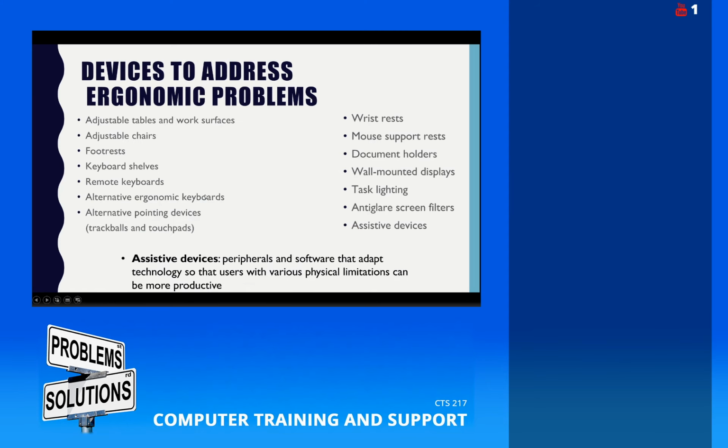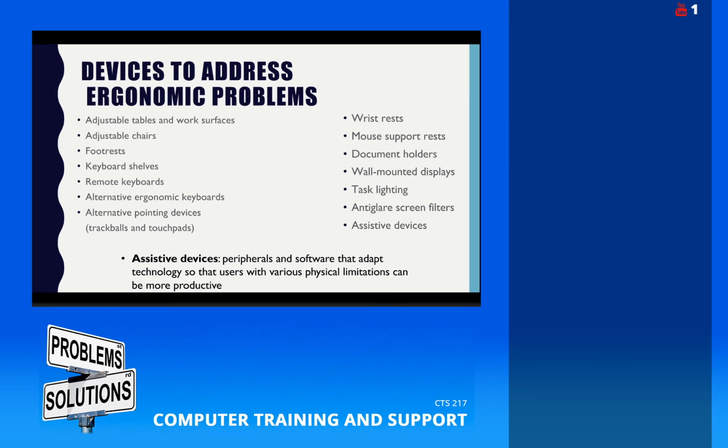We do have some devices that can address ergonomic problems. I'm not really going to cover this. I'm just going to leave this on screen for a second while I talk about some other things, and you can read this. As ergonomic problems arise, we want to make sure that we address them, and we can address them in a lot of different ways.